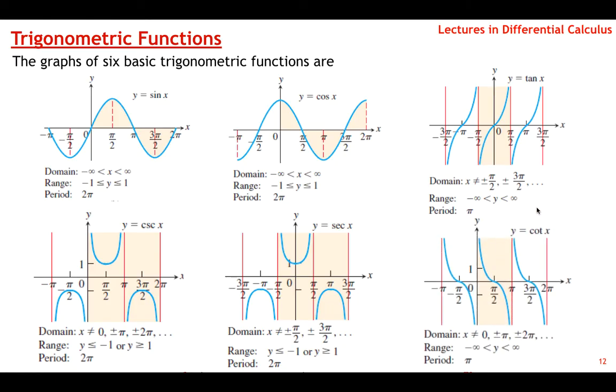And similarly, the cotangent function is 1 by the tan function. So again, the points where the denominator becomes 0 cannot be part of the domain here. So it will be 0, pi, minus pi, so 0, plus minus pi, plus minus 2 pi, they are not in the domain of cotangent theta. The function has a range of minus infinity to infinity, and the function is periodic with a period of pi. So this is about the trigonometric functions.